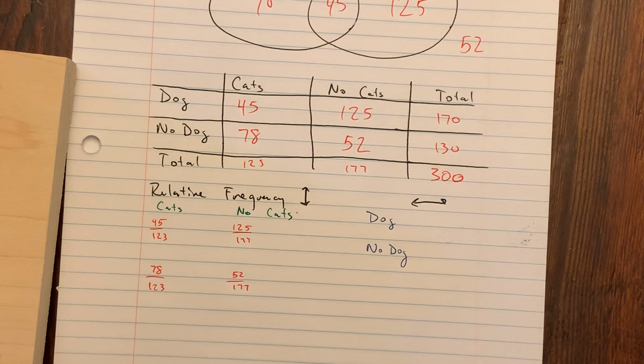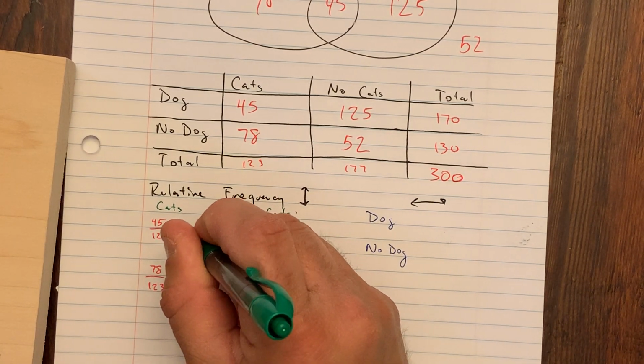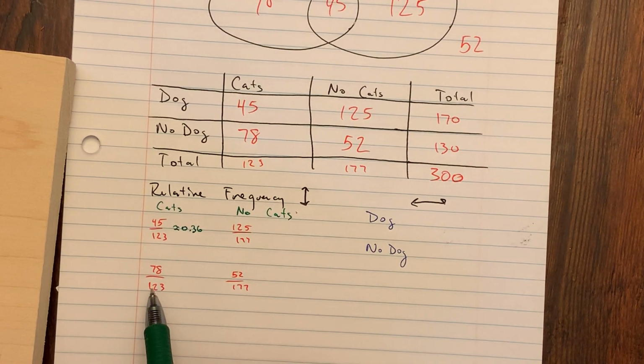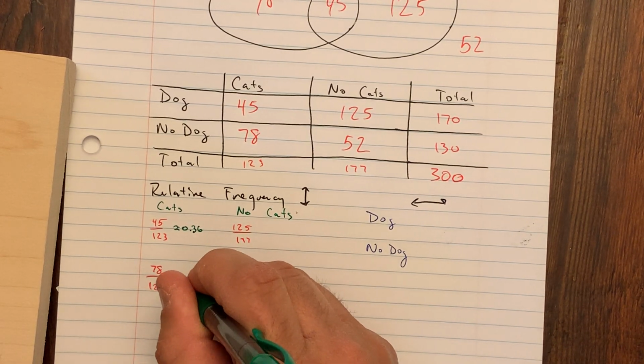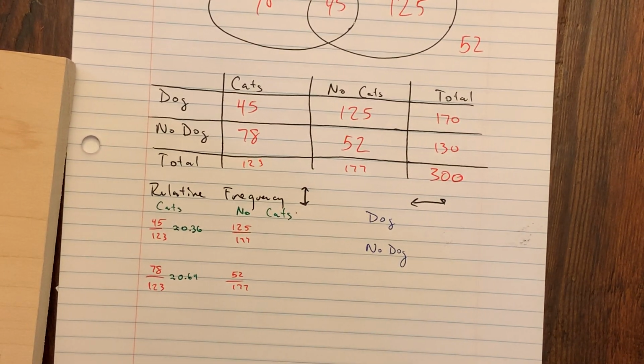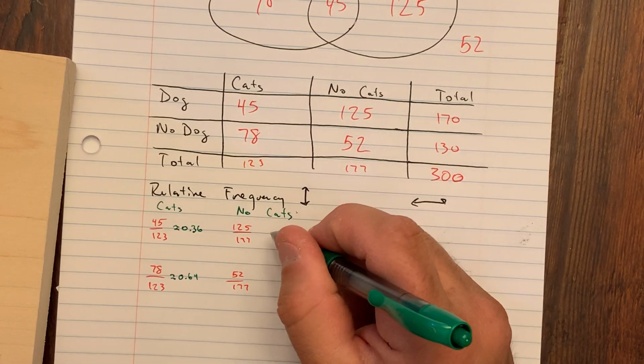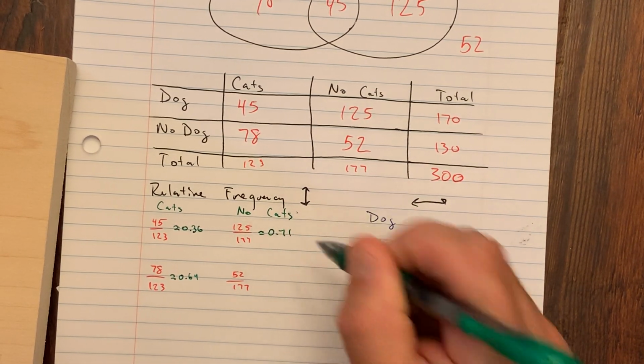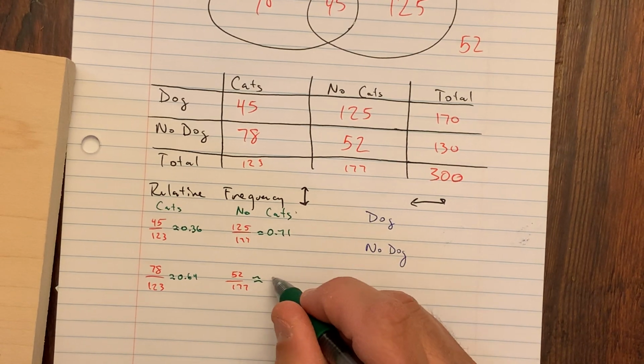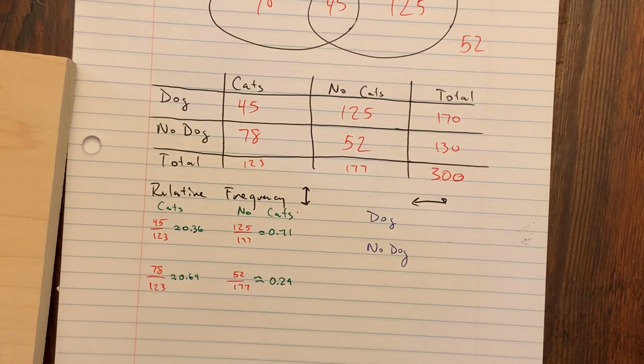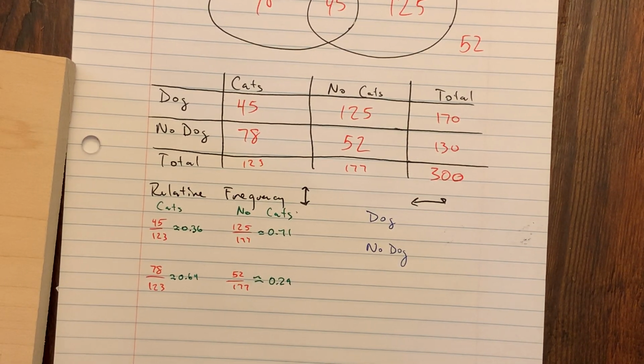Now these are going to be approximations, but when I divide 45 by 123, I'm about 0.36. When I divide here, it's about 0.64. When I divide here, about 0.71. When I divide here, it's about 0.29. Again, fractions can be turned into decimals, and the decimals can be turned into something else as well. Let's go to dog.